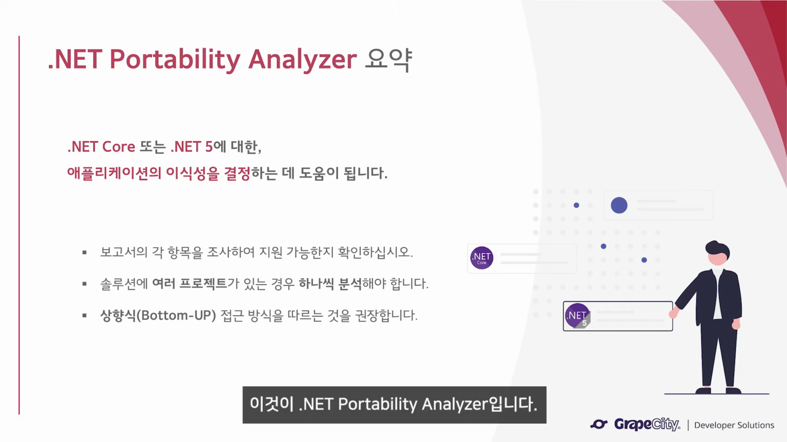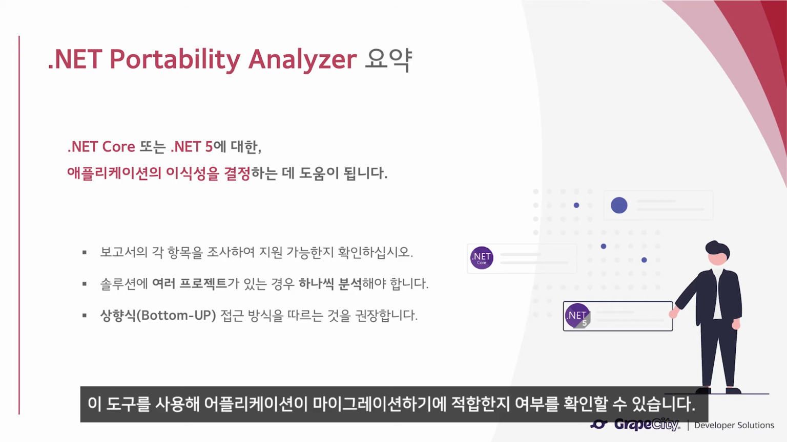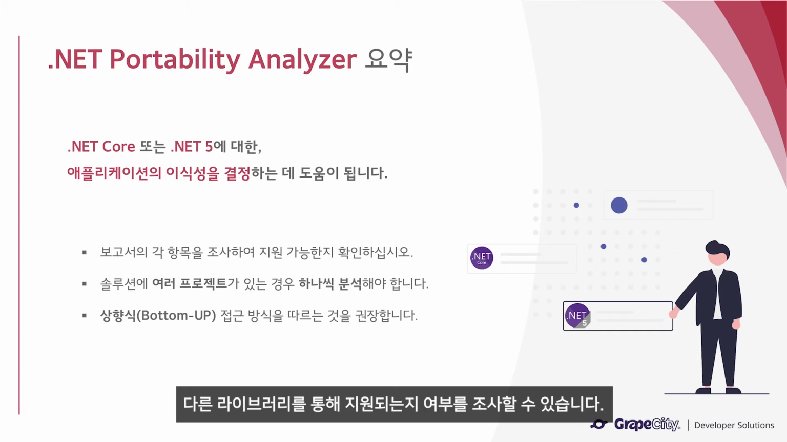So that's basically the .NET Portability Analyzer. It lets you get a rough idea of how portable your application is. You can use this tool to help determine if your application is a good candidate for migration. From the list in the report, you can see if there will be problems by investigating each item that won't migrate and research if it's supported through a different library.